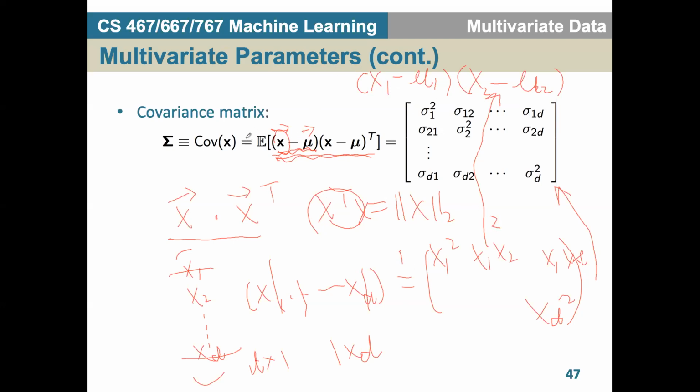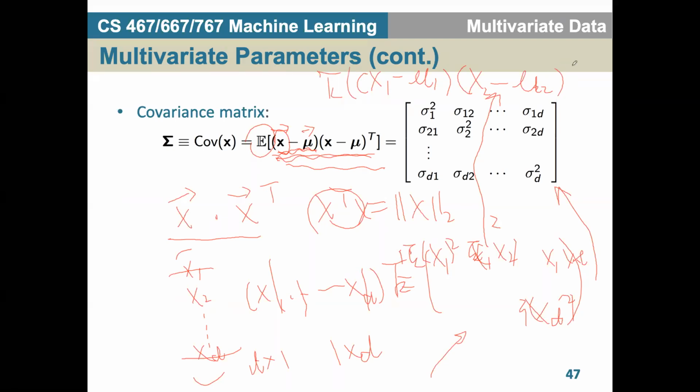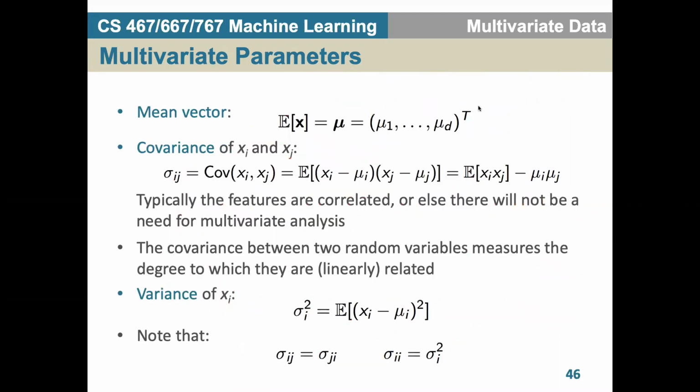Now, what is the expectation of a matrix? We just see this as a matrix. The expectation of a matrix just takes the expectation over each element in the matrix. Now, what will be the expectation of this? This is exactly sigma i j. So let's go back. This is exactly sigma i j. I hope you can see this. And why is the expectation of a matrix just an element-wise expectation?